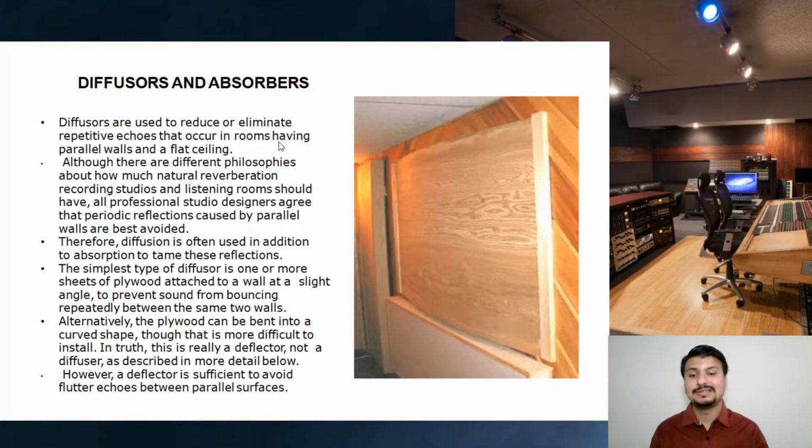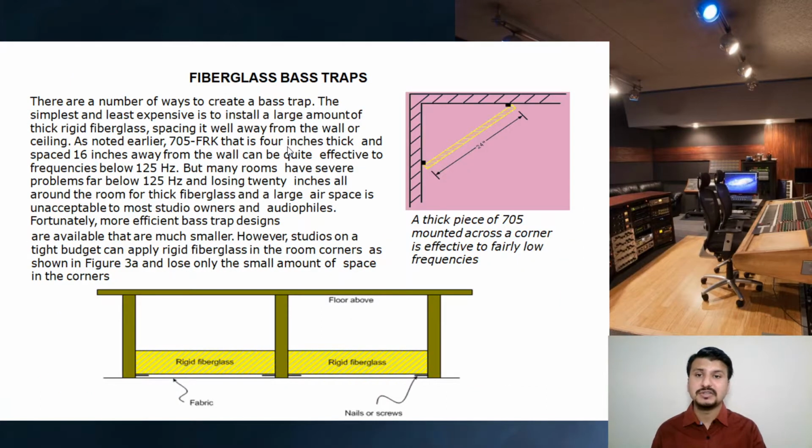In truth, this is really a deflector, not a diffuser, as described in more detail with the diagram. However, the deflector should avoid flutter echoes between parallel surfaces. In this image you can see a fiber based trap. So now again, it's an important one: fiber based traps.